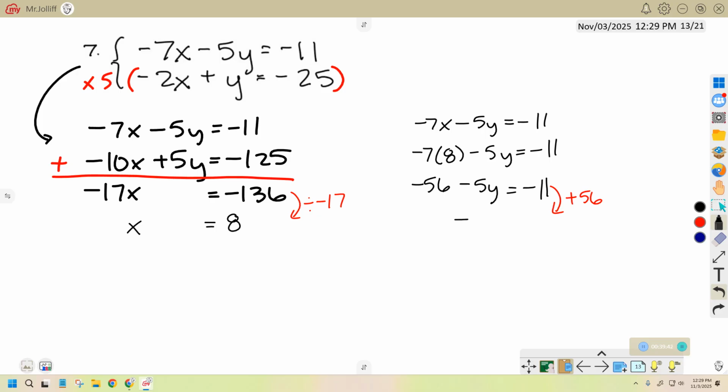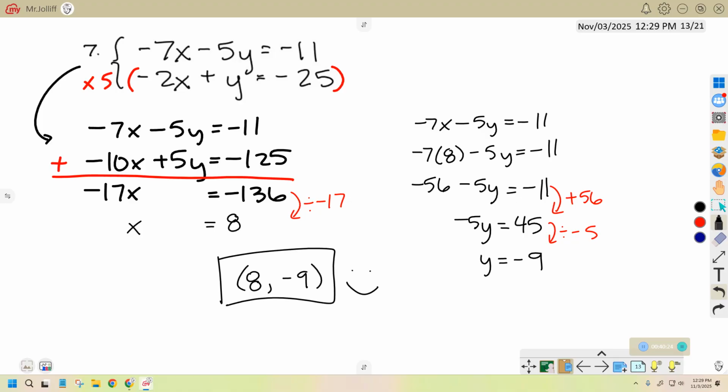So 56 will cancel negative 56. And negative 11 plus 56 is 45. And then I'm going to divide by the coefficient on the y, so divide by negative 5. So y equals negative 9. Is it 8? No, it's 9, right? Because 10 would be 50. So our solution is 8, comma, negative 9.